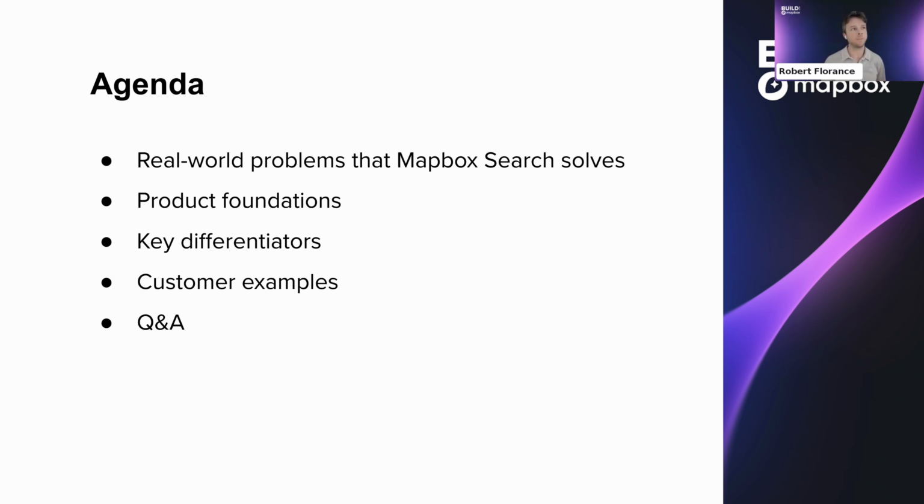Hi, everyone. I'm the product manager for geocoding at Mapbox. So today we're going to talk about the different problems that you can solve with Mapbox Search, the fundamental differences between geocoding, address autofill, and the Search Box API, when to use one or the other, and some examples of how different customers have implemented one or the other or both. Then there'll be plenty of time for Q&A, so please leave questions in the Q&A feature. Thanks.